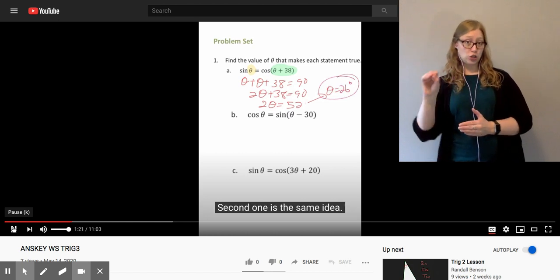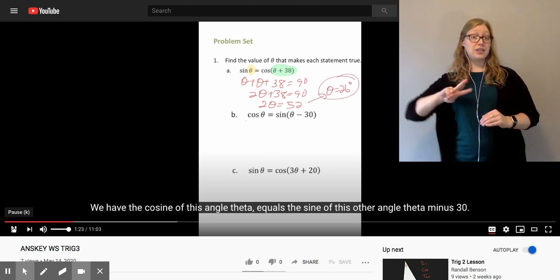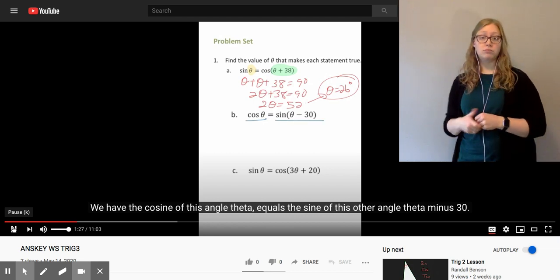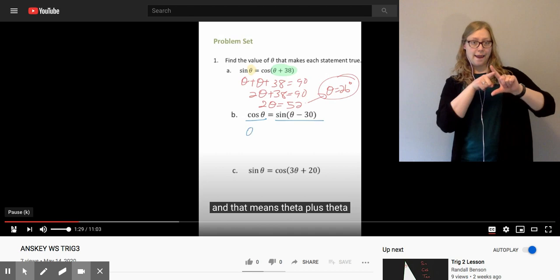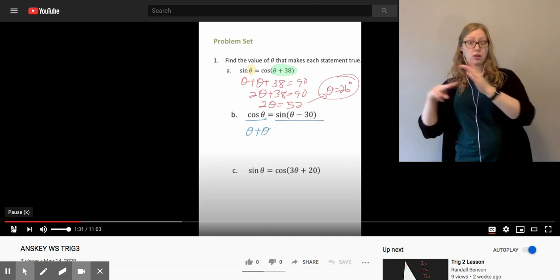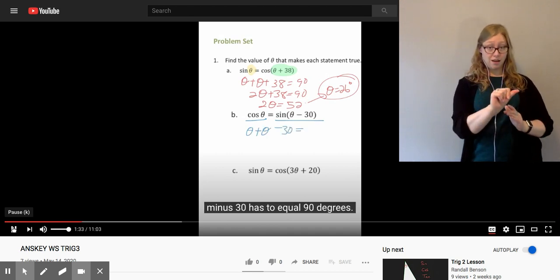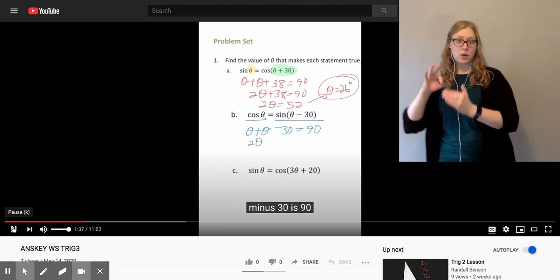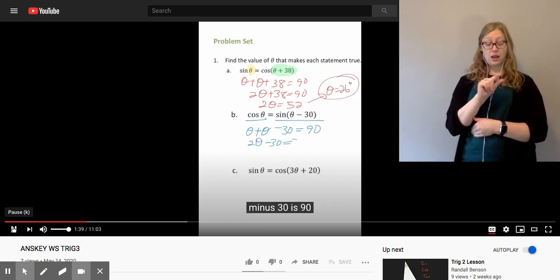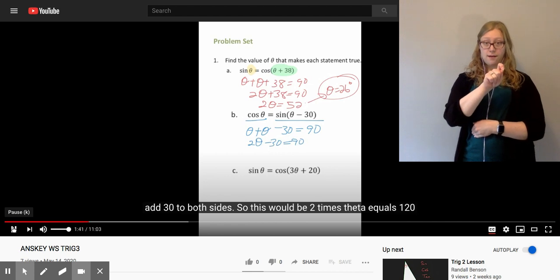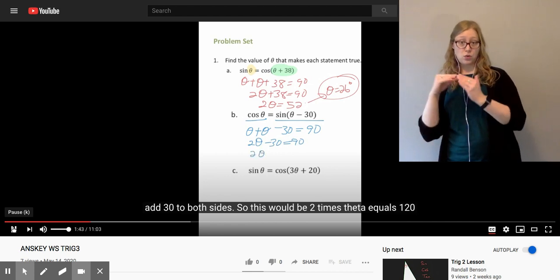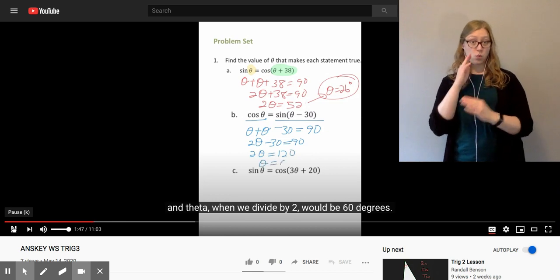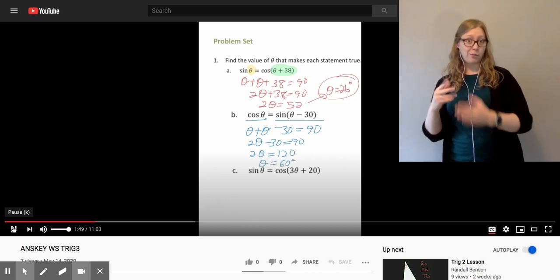Second one is the same idea. We have the cosine of this angle theta equals the sine of this other angle theta minus 30. And that means theta plus theta minus 30 has to equal 90 degrees. So we have 2 theta minus 30 is 90. Add 30 to both sides, so this would be 2 times theta equals 120, and theta, when we divide by 2, would be 60 degrees.